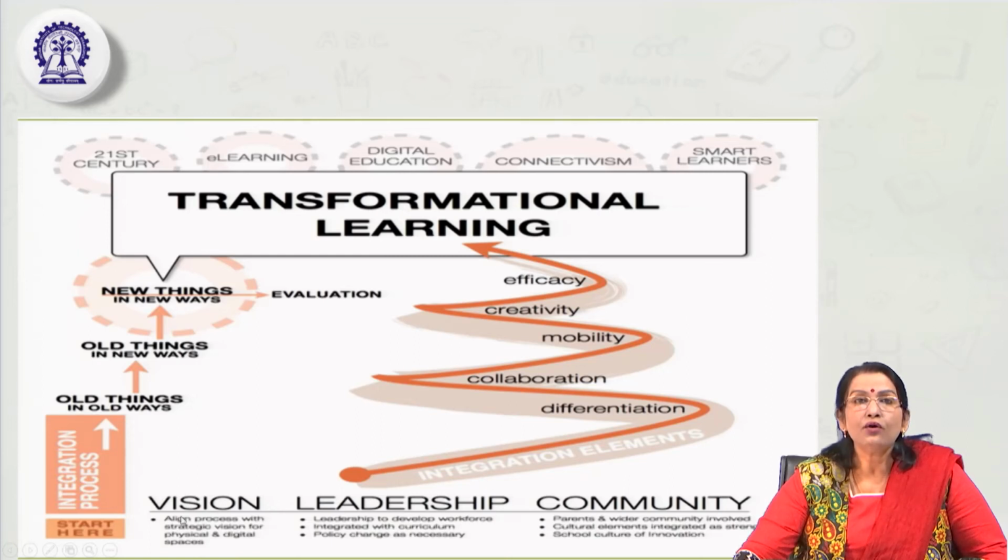So, these are how vision, leadership and community, how transformative learning can be embedded not only in school education, but in leadership training, in corporate training, everything, everywhere. So, starting from differentiation, when we can identify what the differences are, then we go for collaboration, from collaboration to mobility, to creativity, to efficacy, then efficiency, then comes the transformative learning model.